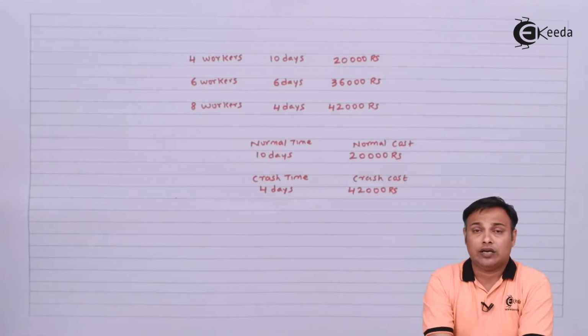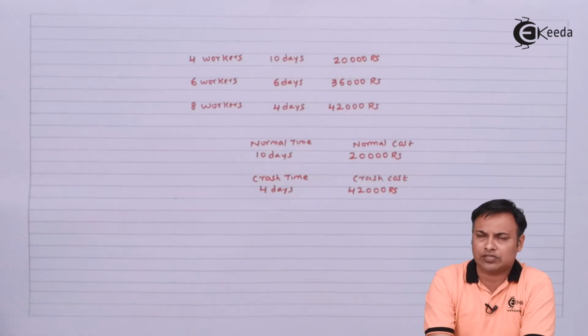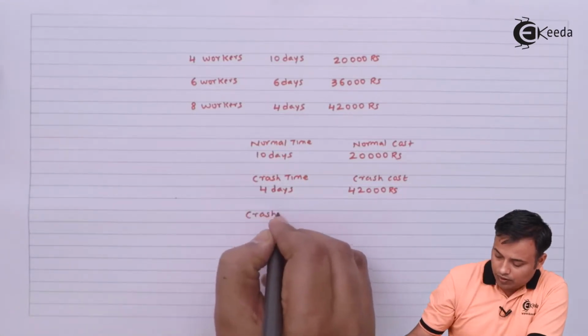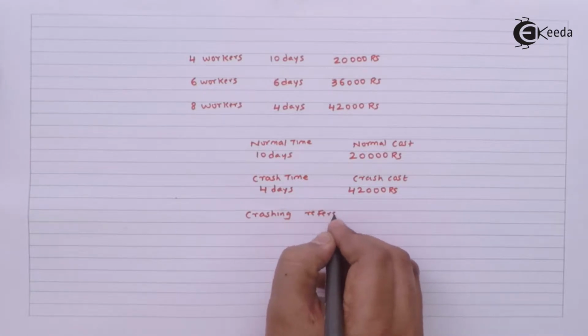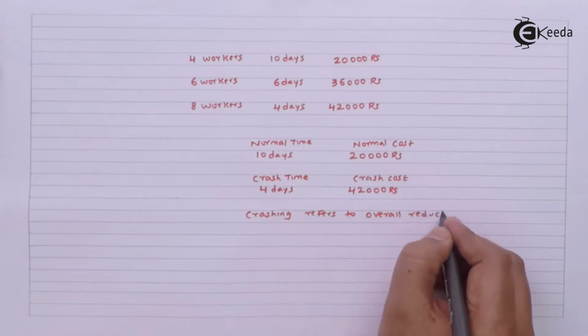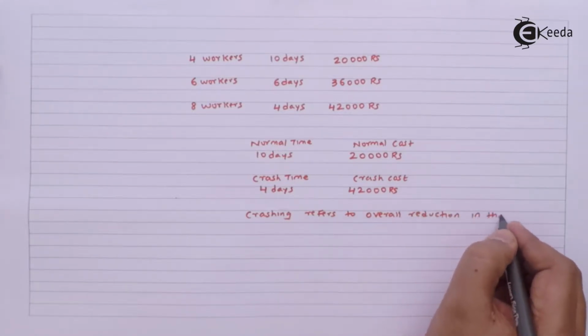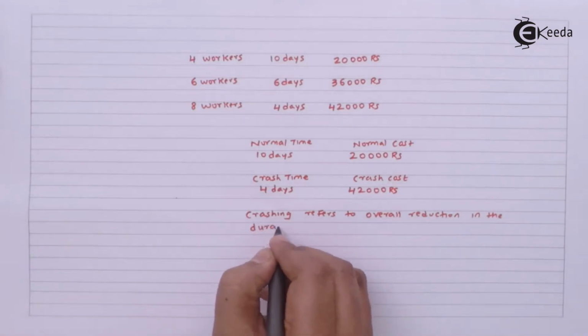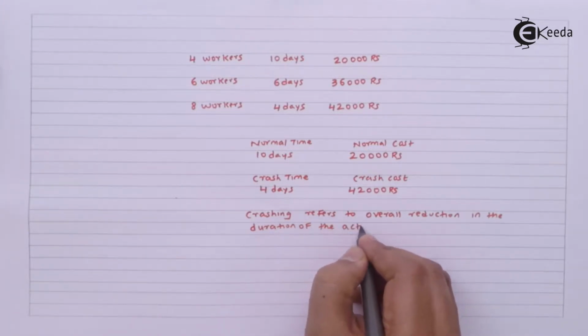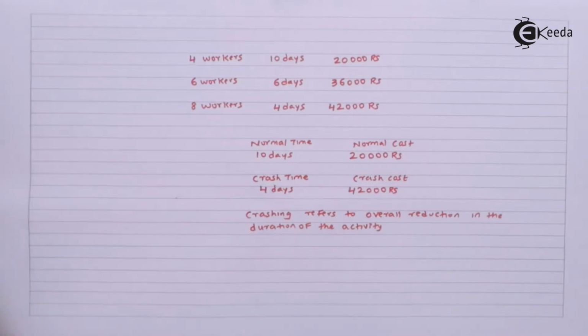What do you mean by crashing? Reducing the overall project duration or the project time can be called crashing. Crashing refers to overall reduction in the duration of the activity, or we can say indirectly the overall project completion time, so as to meet some deadlines. That will be called crashing.